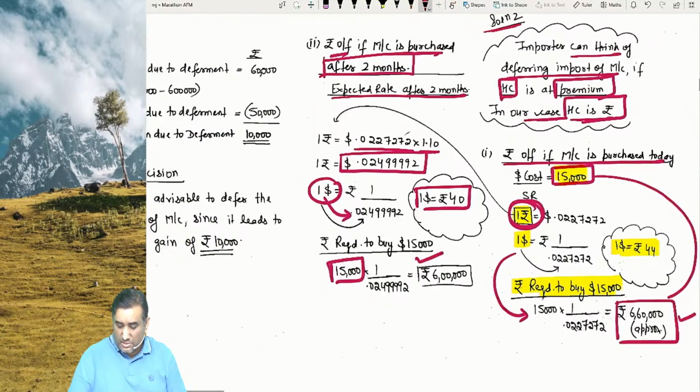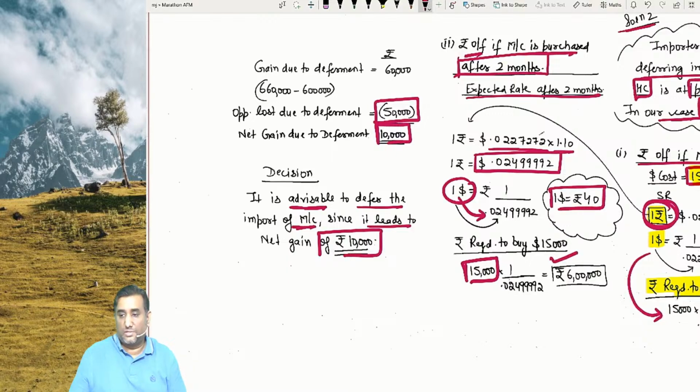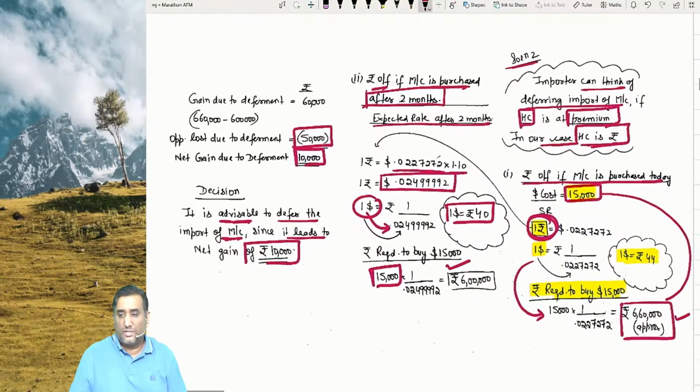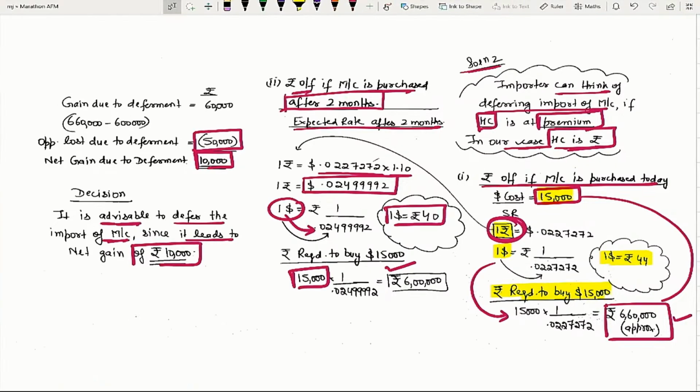But since there was an opportunity loss due to deferment, net benefit is 10. It is advisable to defer the import of the machine since it leads to a net gain of what? 10,000. Quickly check. This question can be expected soon in the exam. Long time this has not been asked. Quickly check it out, please.